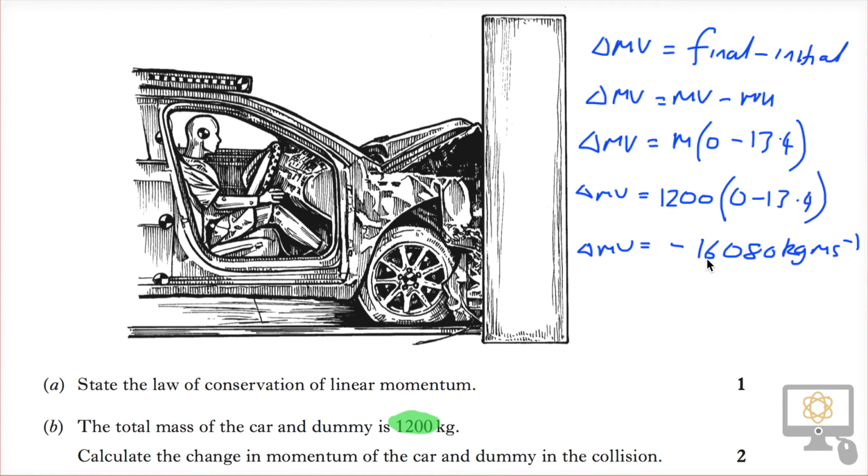So we can quote this to 2 significant figures. The final answer is delta mv, the change in momentum, is minus 16,000 kilograms meters per second to the minus 1. You could write that as 16 times 10 to the 3 or 1.6 times 10 to the 4 as well, as it is written in the solutions.